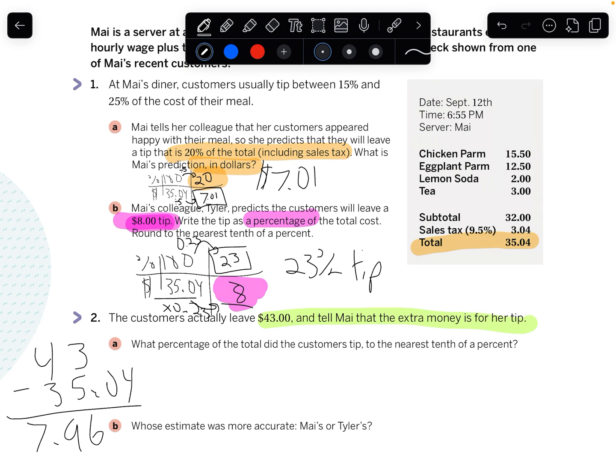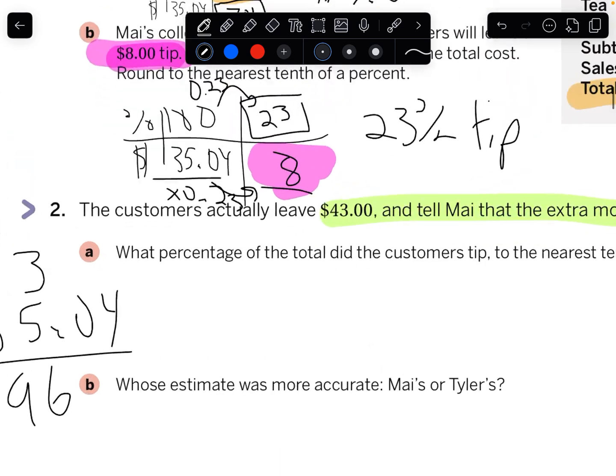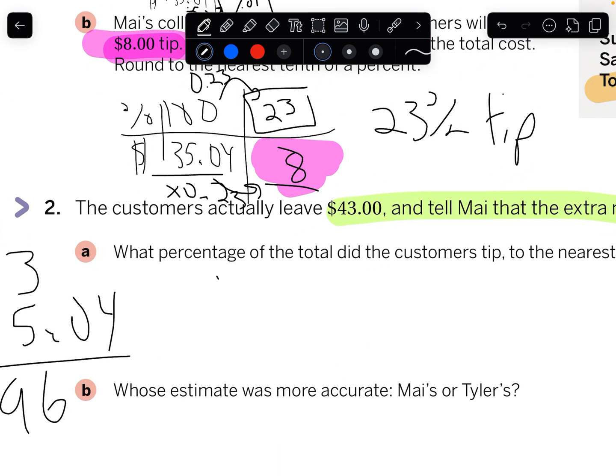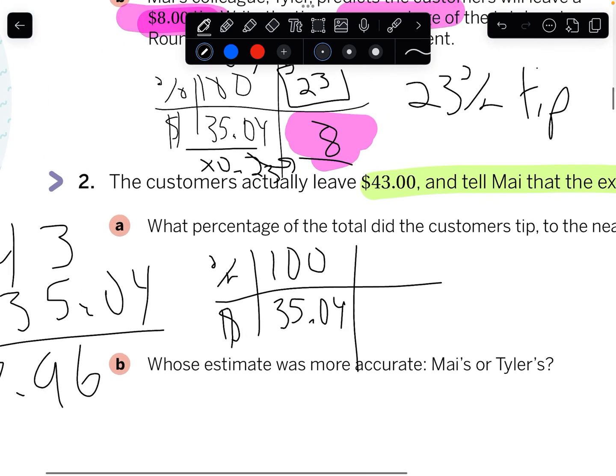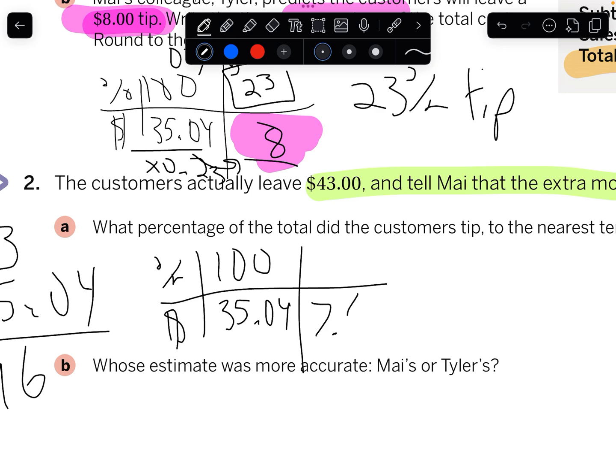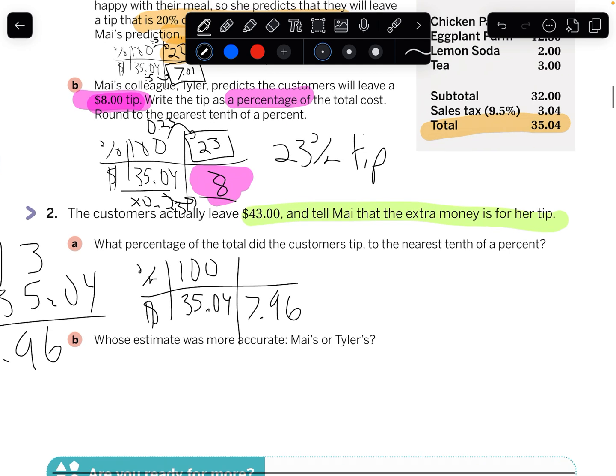Okay, so let's take a look here. I think Tyler's going to be closer because that's close to $8. But let's see what percent that's going to be. Set it up the exact same way. With percent, with money, we know 100% is 35.04. And then we know that they left her a $7.96 tip. So let's see what percent that is. Now, we do that divided by that.